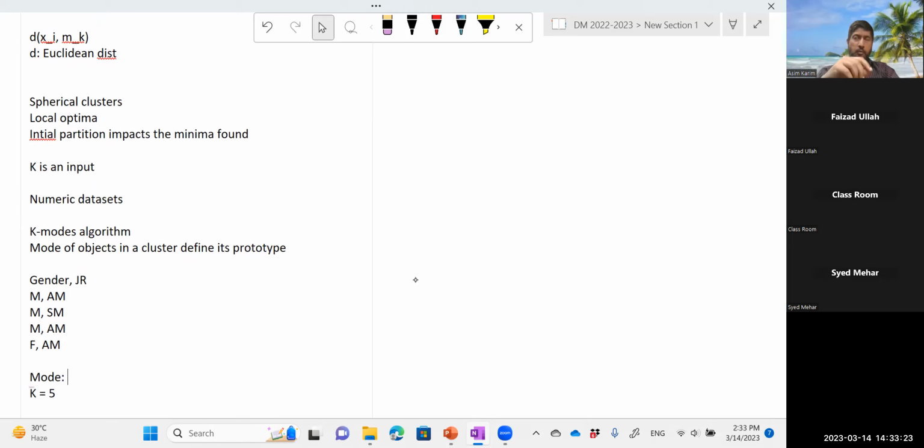So for each attribute, we find the most frequent value. So for the first dimension, we have male. Okay? And for the second attribute, it will be AM. So this will be its mode, and this would be the prototype for the cluster. And you will then compute similarity or dissimilarity of all objects from this prototype, from this mode. Okay?